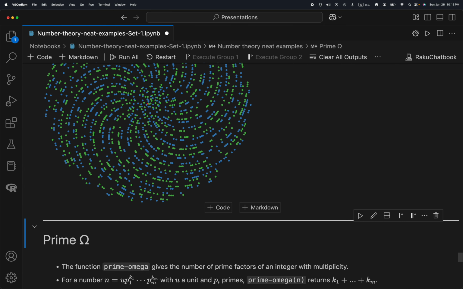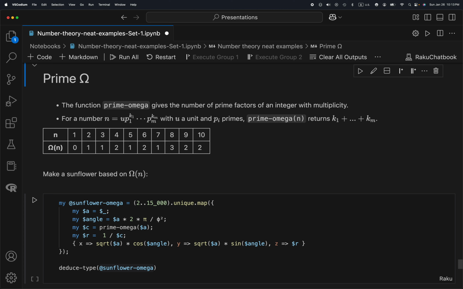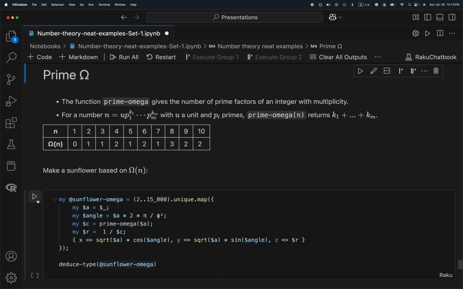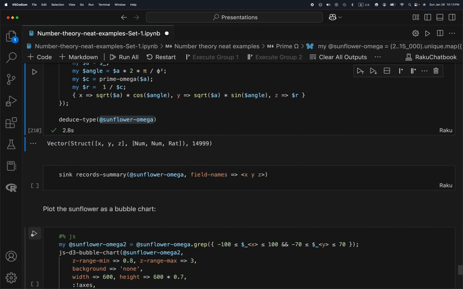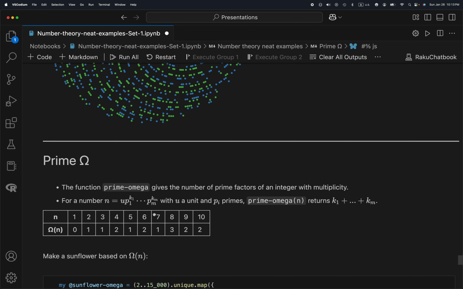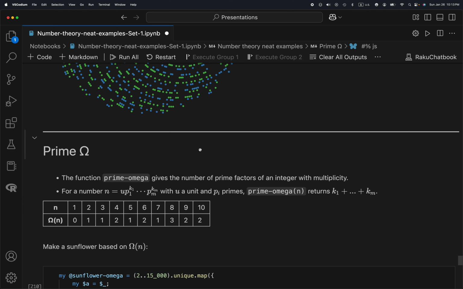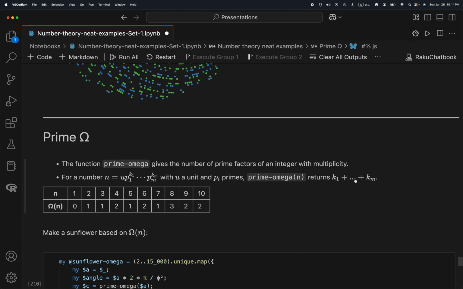All right, let's expand a little bit on this pattern or make it somewhat prettier. So I'm going to start the computation here and explain what's going on. We're going to use this function prime omega. Prime omega gives the number of prime factors with their multiplicities. So you can see here it's a relatively simple formula. If you have a certain integer decomposed this way, you basically sum the powers here.